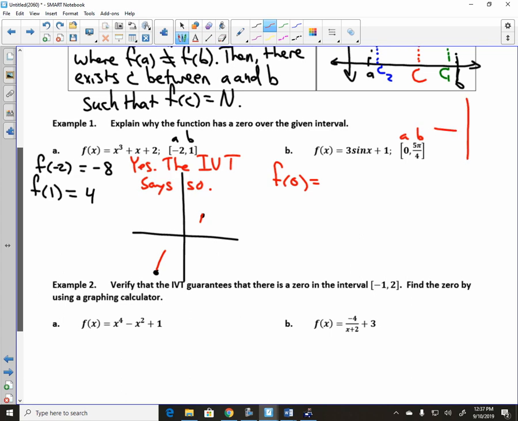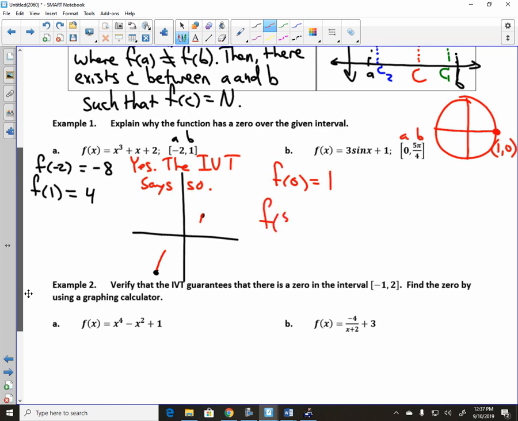We've got to go back to this. So 0 is right here. What's that terminal point? What's the location of this coordinate? 1, 0. Is sine the x value or y value? It's the y value. So the sine of 0 is 0, times 3 is 0, plus 1 is 1. So f of 0 is 1.